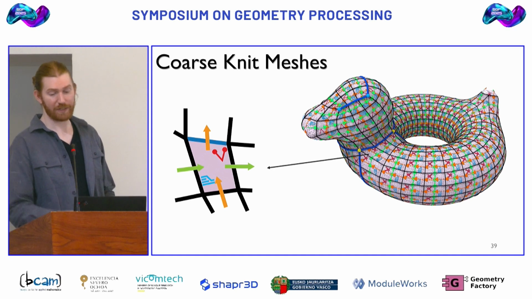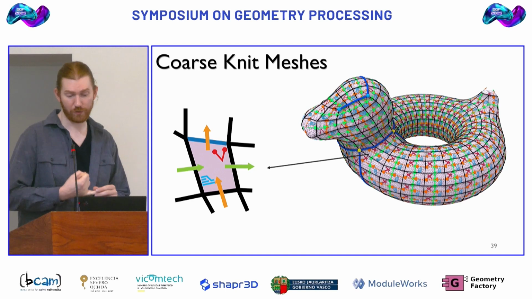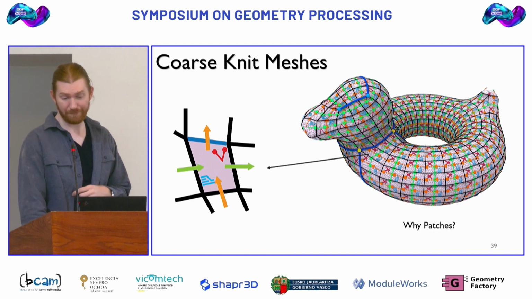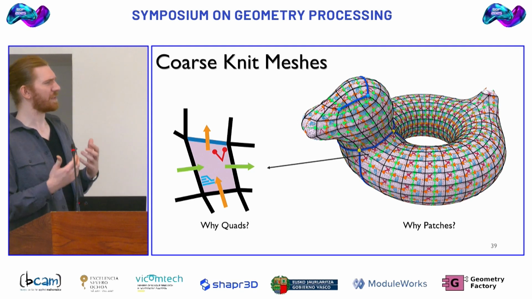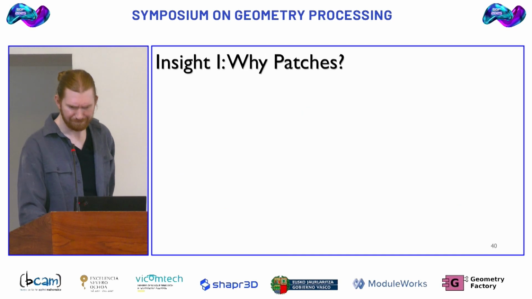And the design of our knit template representation was inspired by 2 key insights that motivate first using coarse patches, which allows us to ensure machine knittability, and also suggests that we should use quad patches, and in some ways quads are the right representation for knitting. I'll talk about both of those.